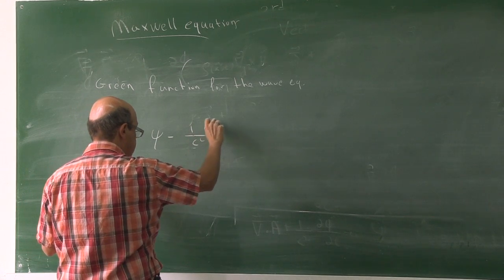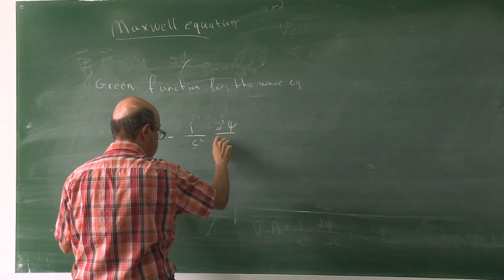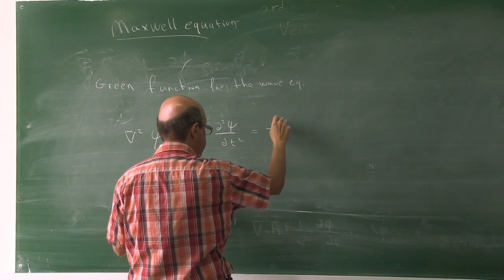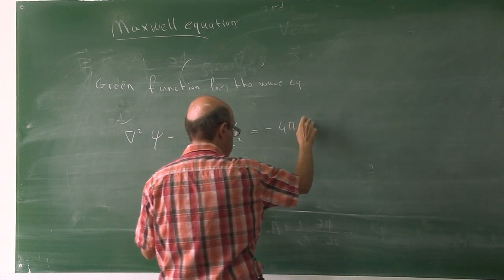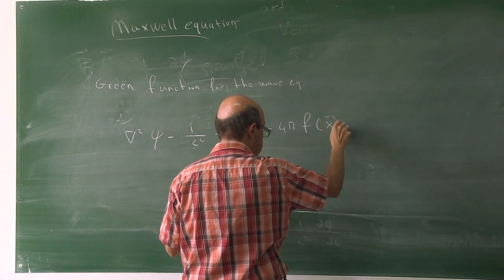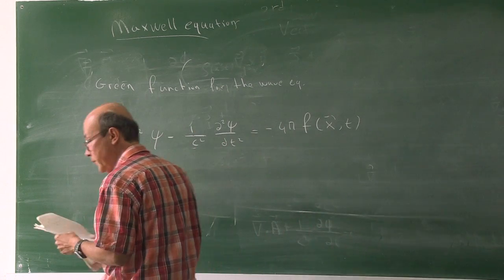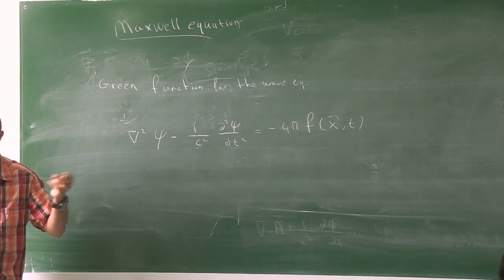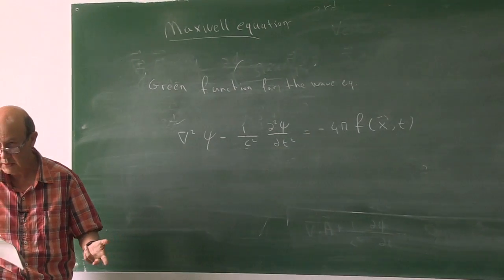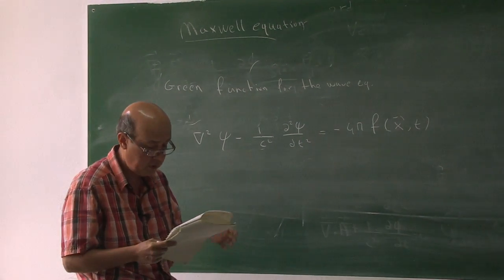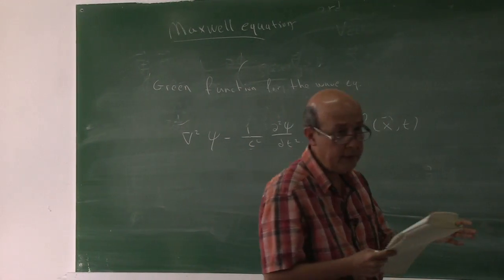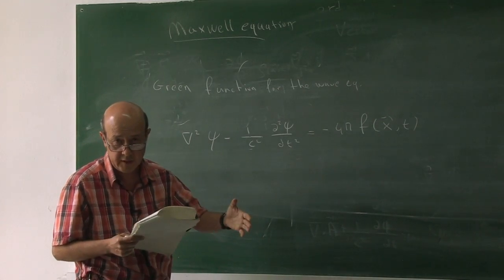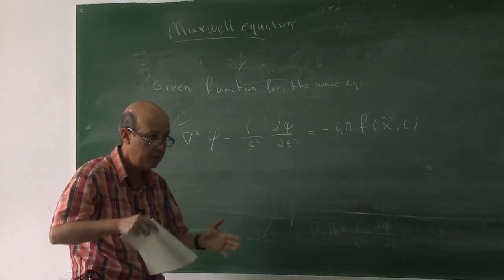1 over c square, del square phi over del t square. And that is non-homogeneous. You have some source distribution. That distribution depends on position and time. Practically, that could be the charge density or the current densities for each component. Now, the idea is the following. So you know this idea. Use the Fourier transform, go to the Fourier space, solve this equation, and take the inverse Fourier transform.